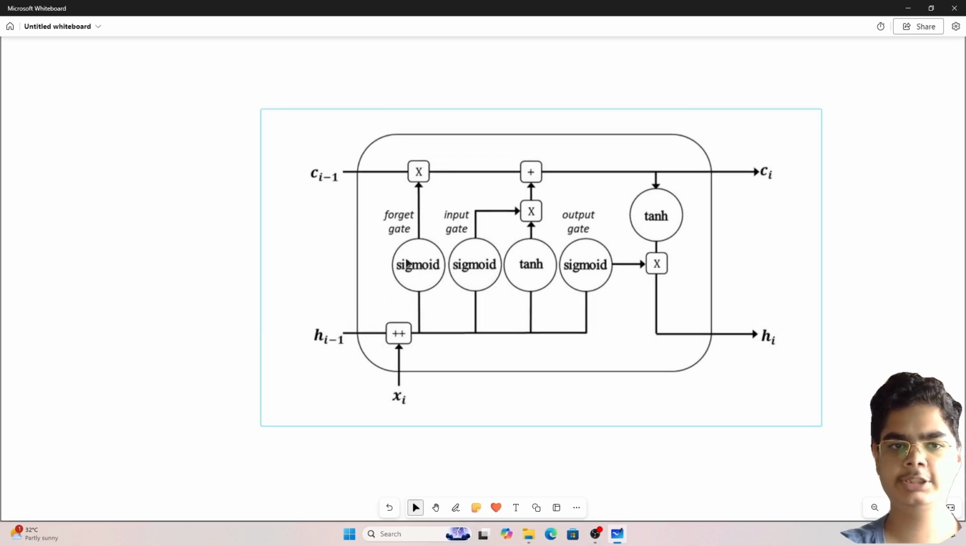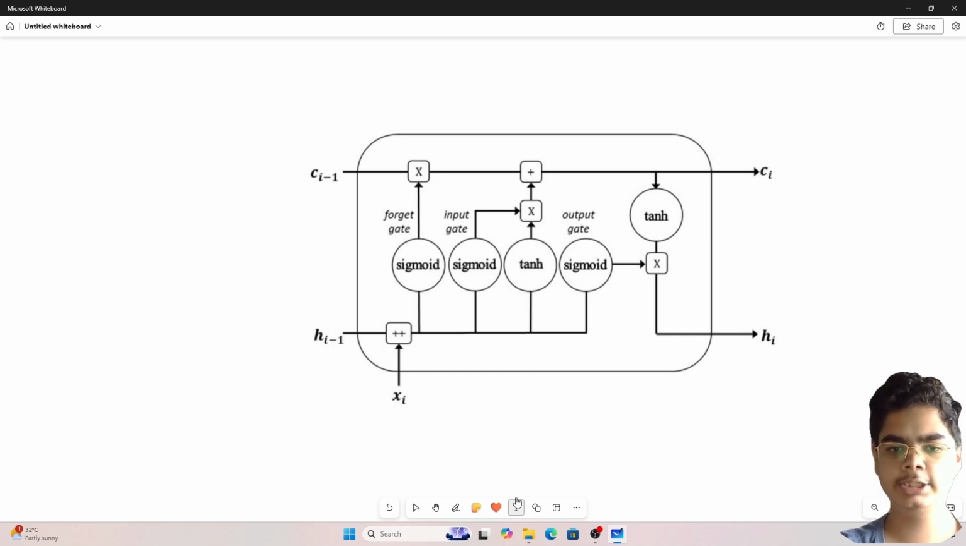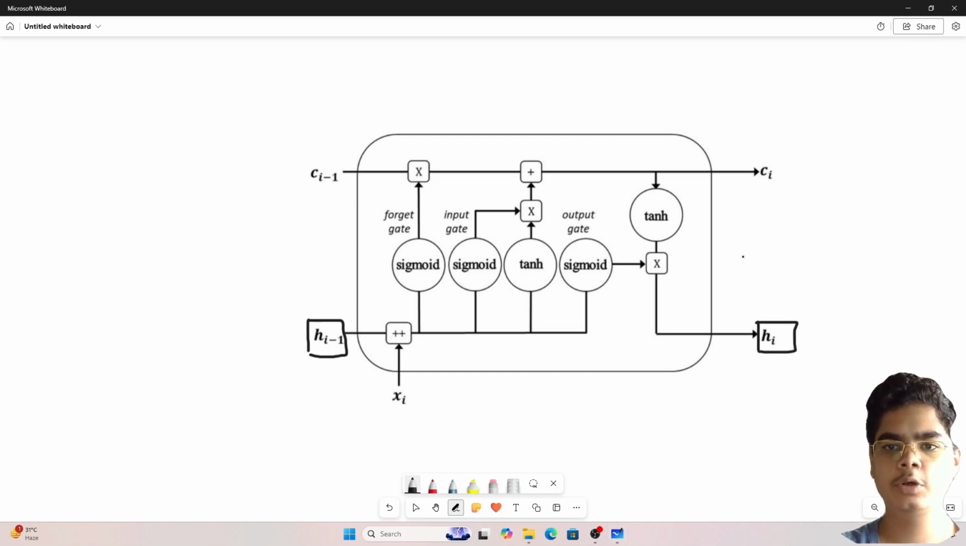So here, as you can see, we have something that is represented by h_i-1 and h_i. So this h_i-1 and h_i is actually hidden state, and again we will be using time steps here. So this is hidden state at time step i-1, and this is hidden state at time step i. Now in an LSTM model, there is actually another state which is called as cell state, and this C_i-1 represents cell state at time step i-1, and this C_i represents cell state at time step i.